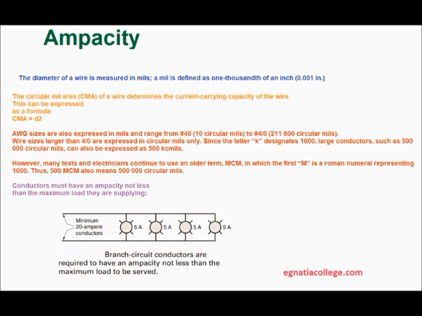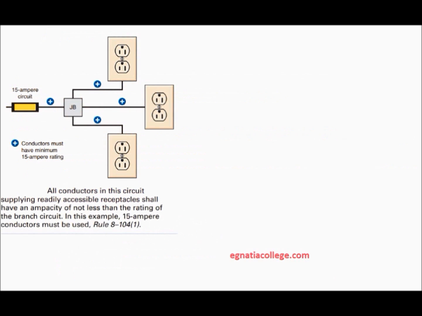Conductors must have an ampacity not less than the maximum load they are supplying. All conductors of a specific branch circuit must have an ampacity of the branch circuit's rating. There are some exceptions to this rule, such as taps for electric ranges. Ampacities are reduced if the conductors are installed in areas of high ambient, surrounding temperature. Ampacities are also reduced when there are more than 3 conductors in a raceway or cable.